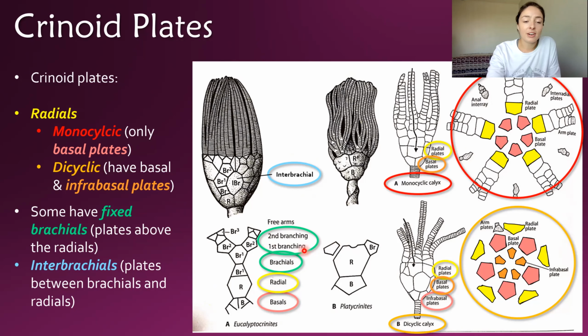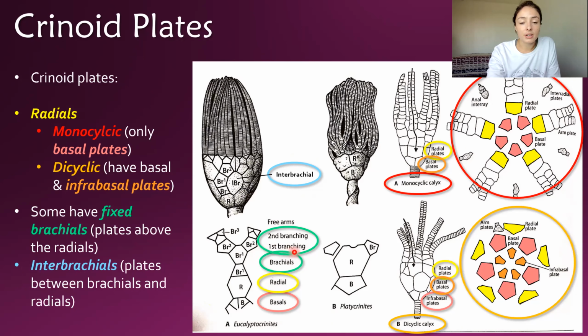What we have here are our normal radials indicated by R, and these are shown on the crinoid here. And below that, that's kind of hard to see because of the stalk, there are basals and no infrabasals. So in this case, this is a monocyclic calyx. However, above the radials, there are a series of plates that are also labeled. So these are, like we talked about, fixed brachials and interbrachials.